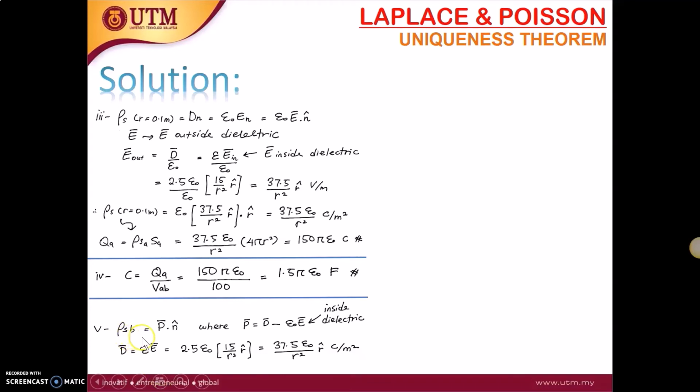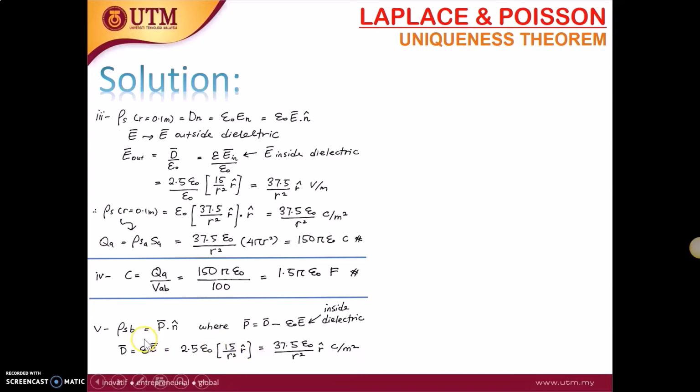The rho SB equal to polarization dot product with the normal component to the surface, where the polarization equal to D minus epsilon naught E, where this E is E inside the dielectric. And the D is equal to epsilon E. So D equal to 2.5 epsilon naught 15 divided by R square in direction of R.